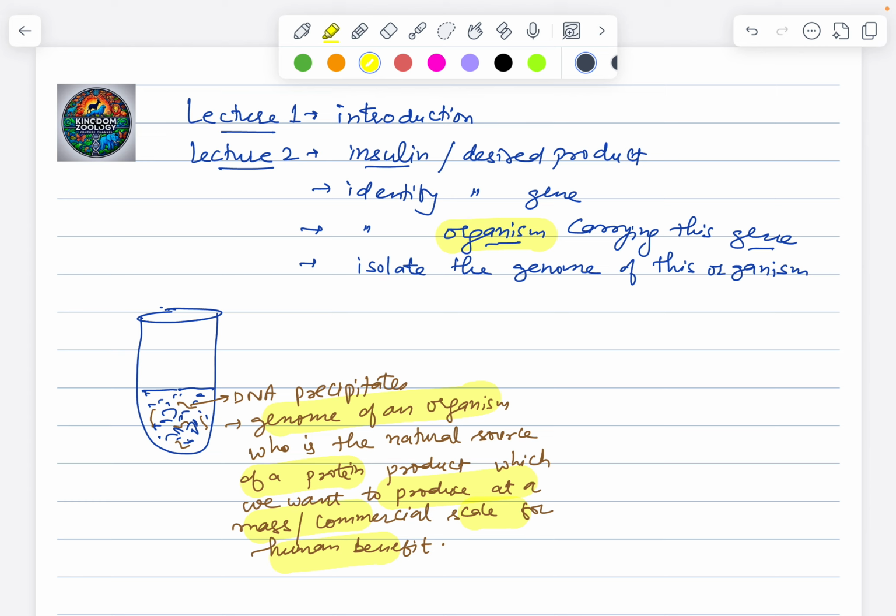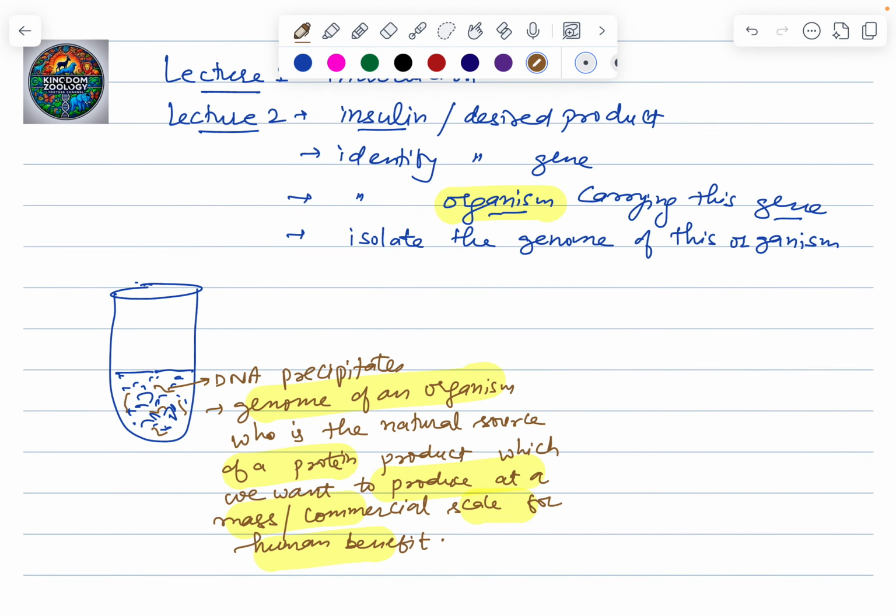So this was our entire story in the first two lectures: introduction, what we are trying to do, and how to isolate the genome of the organism. DNA precipitates are formed. The most important question, as I told you, from the DNA precipitation process: DNA precipitates form after addition of which reagent? Chilled absolute ethanol.